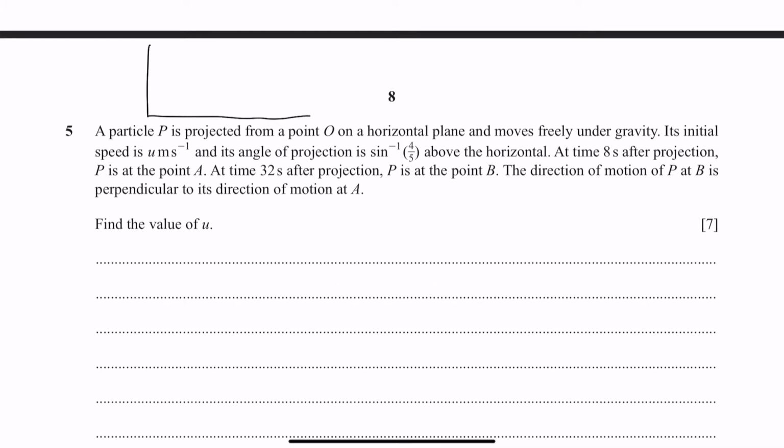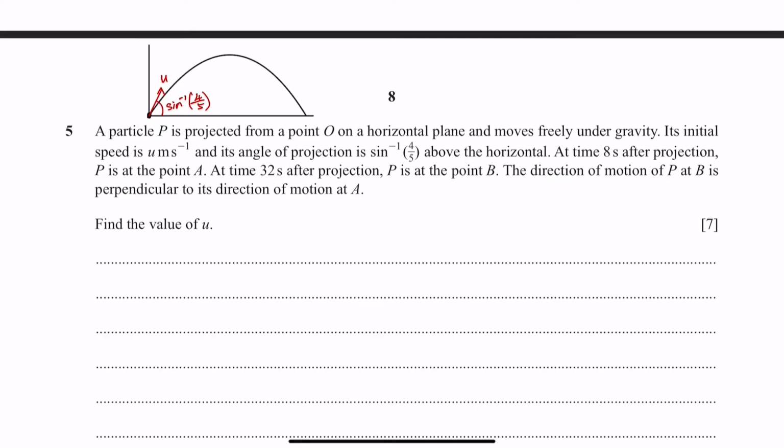So we have a projection like this. It's projected at this place with initial speed of u and the angle of arcsine 4 over 5.